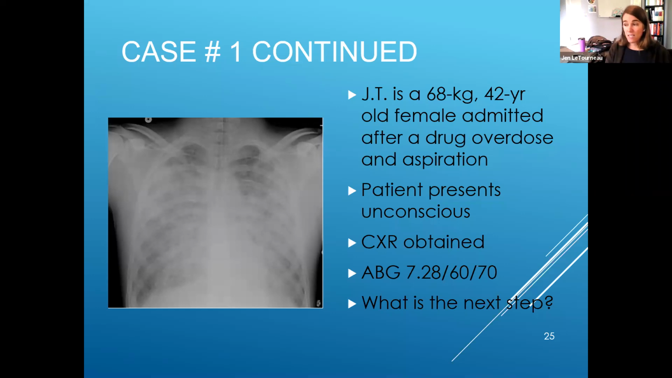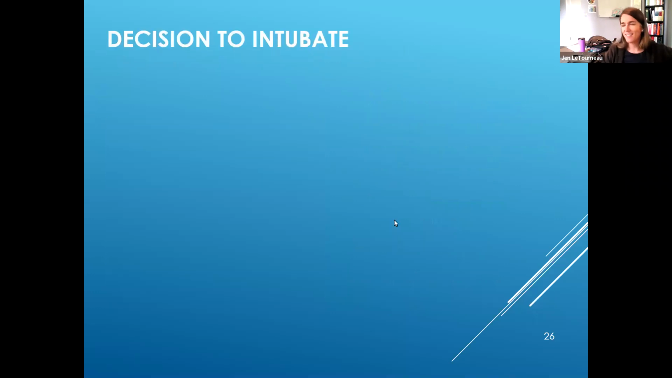So your blood gas is pH 7.28, PCO2 is 60, and your PO2 is 70. So what are you going to do now? Yes, of course you guys are going to intubate, right? So how do you make the decision to intubate?